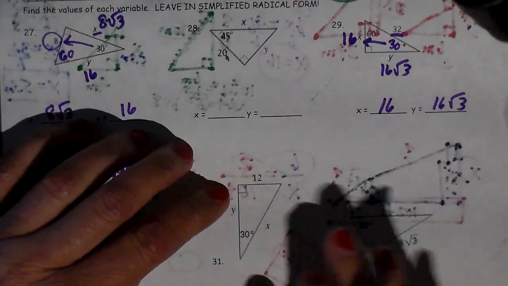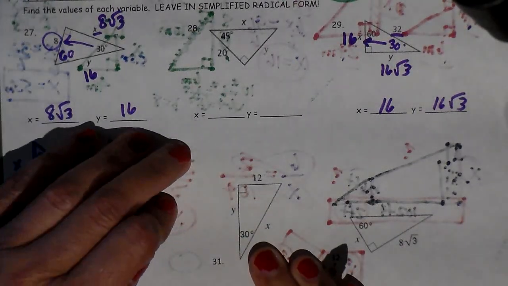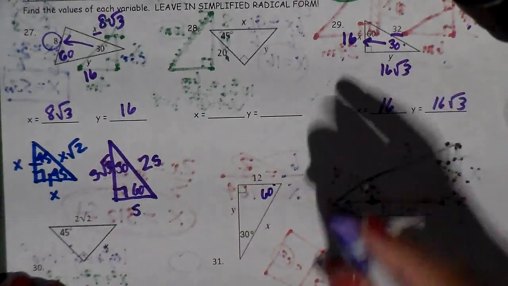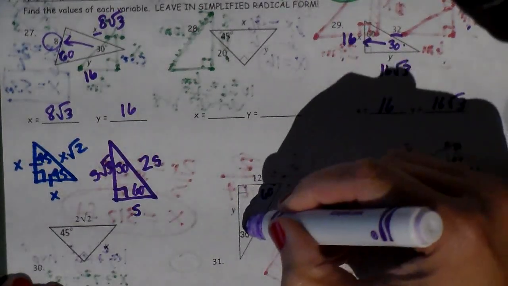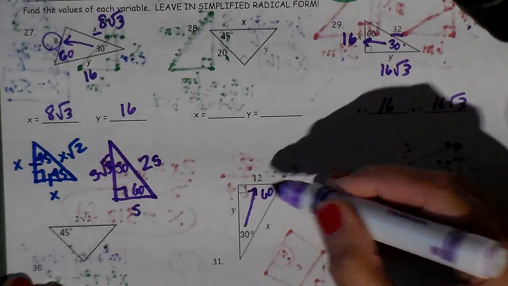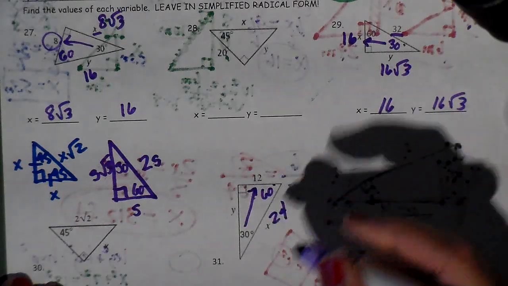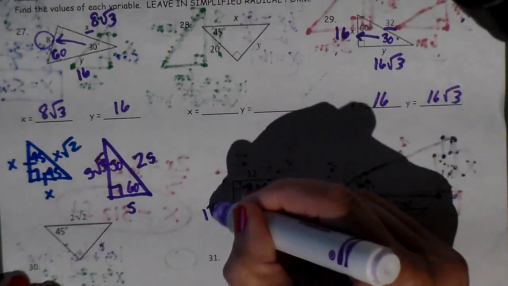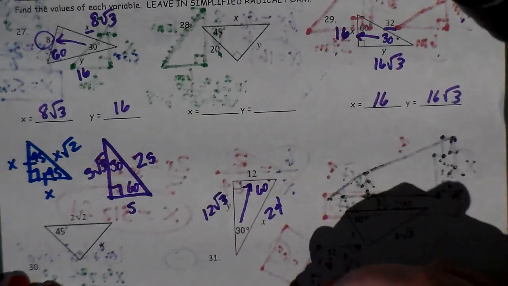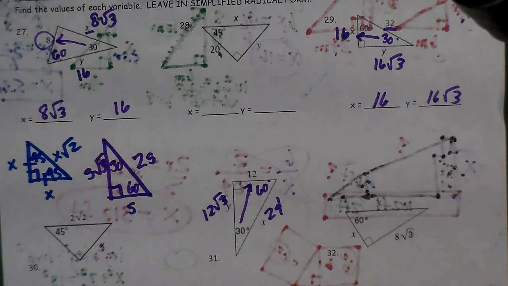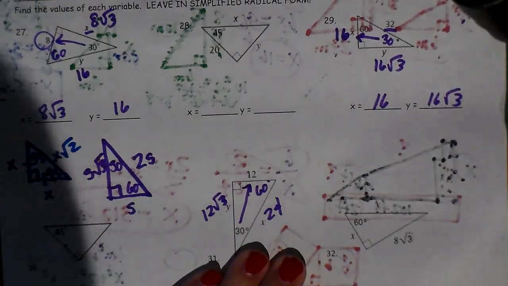Okay, let's jump down to 31. We've got another 30, 60, 90 here. Since that's 30 and that's 90, that's 60. Remember your pattern. This is the little side, 12. To get the hypotenuse, you double the little side, so x is 24. And to get the medium side, you take little side times square root of 3, so y is 12 square root of 3.